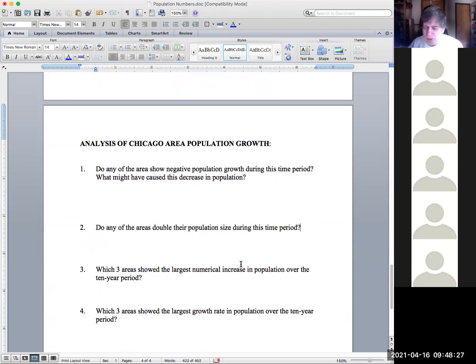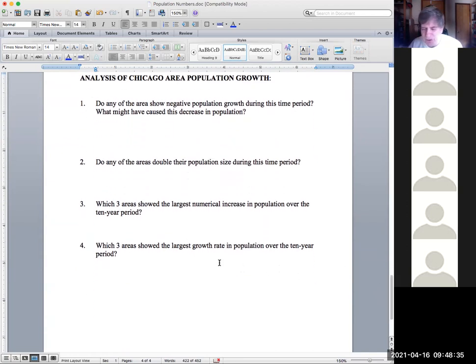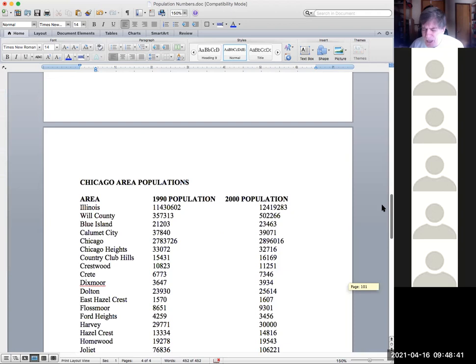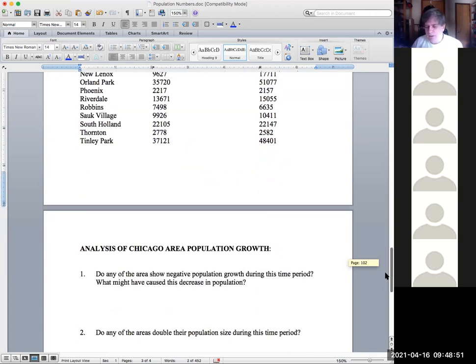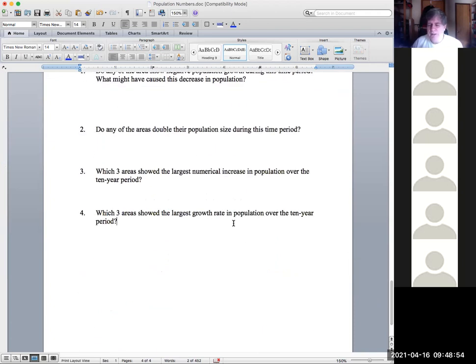So then there are some other questions about, did any of these populations double? What were the largest numerical increases? And then which 3 areas showed the largest growth rate? So let's see how you would calculate growth rate. So let's take Blue Island, for instance. And let's calculate the growth rate in Blue Island.